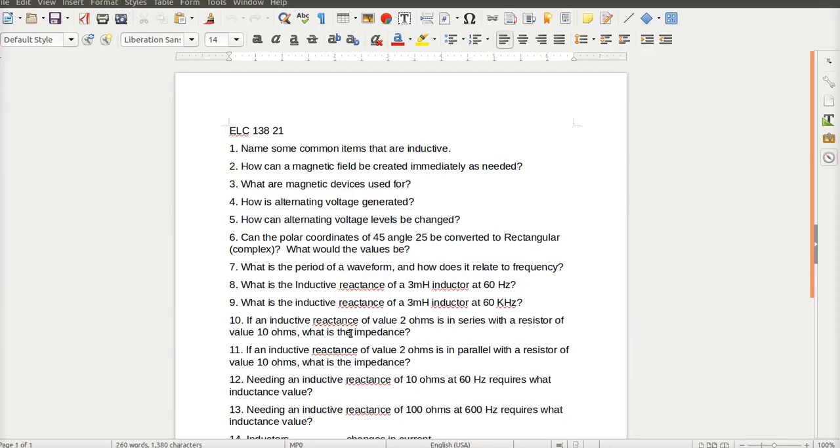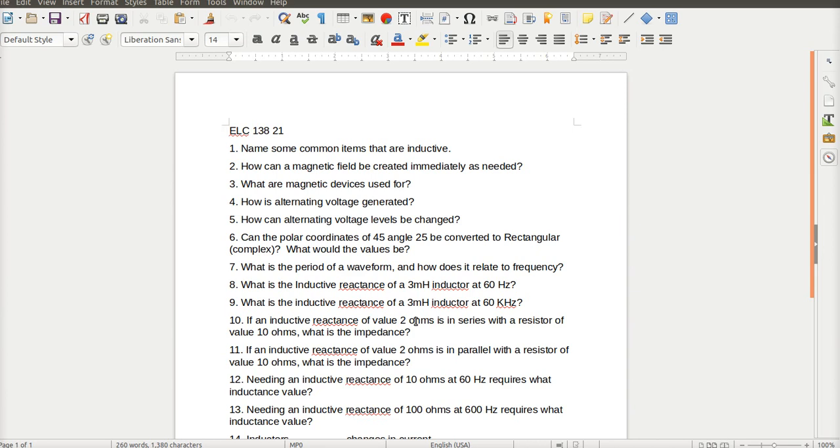Okay, so if an inductive reactance of 2 ohms is in series with a resistor of 10 ohms, what is the impedance? Well, if you know the resistor is real and you know the inductive reactance is imaginary, then it would be this real part plus this imaginary part, and you could put it in the rectangular form.